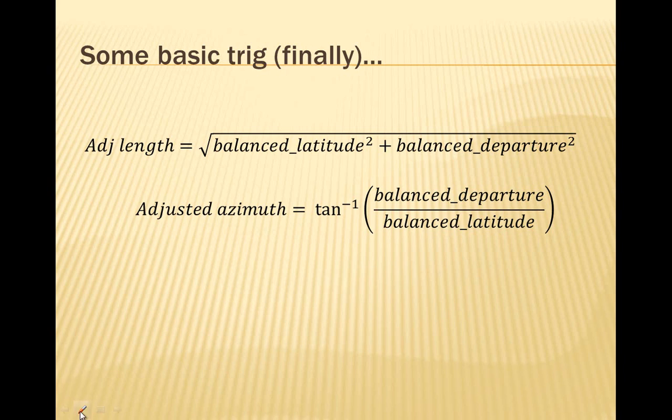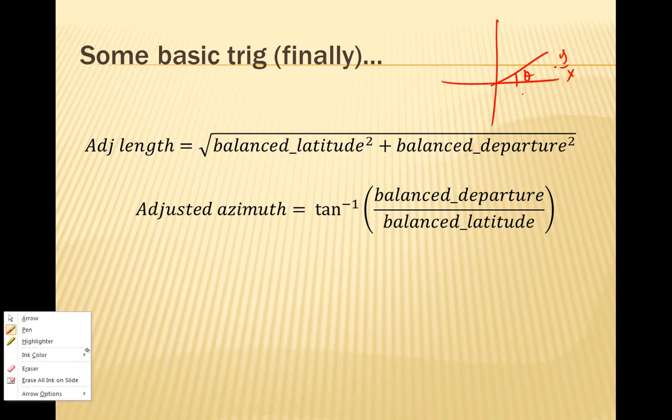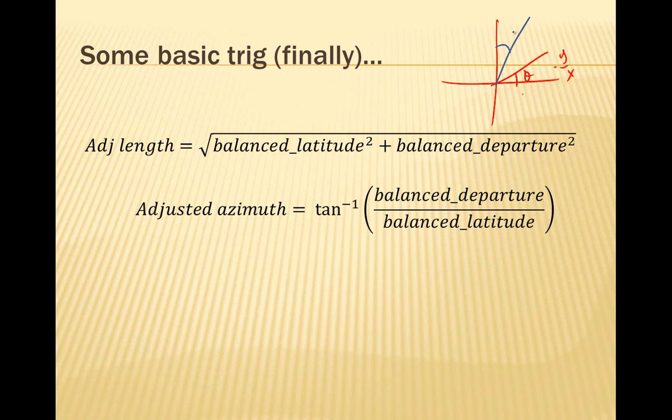So I feel like a picture would help. Normally whenever I'm measuring tangent from here, it's opposite over adjacent, which is y over x. But now I'm going to do a different color. Whenever I'm measuring from, well, I could even measure the same angle here. This is a different angle. And in this case, my opposite over adjacent is x over y. So this is why we have the departure over the latitude.